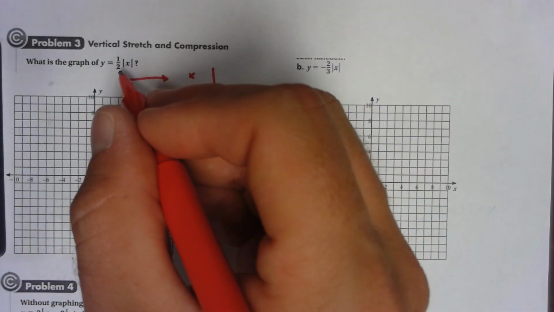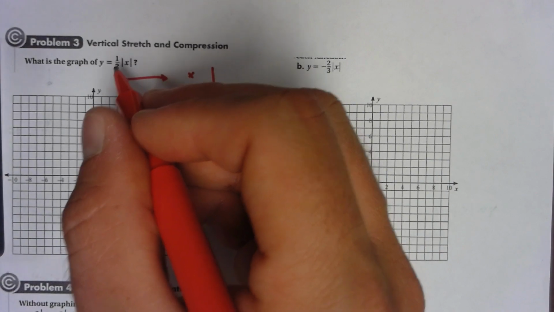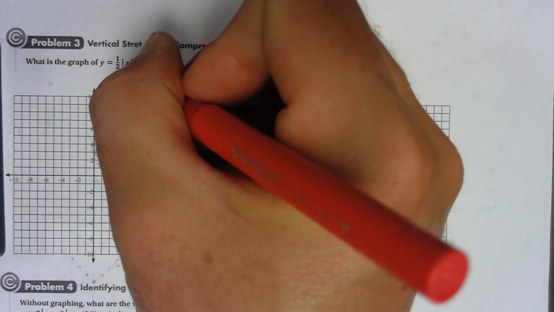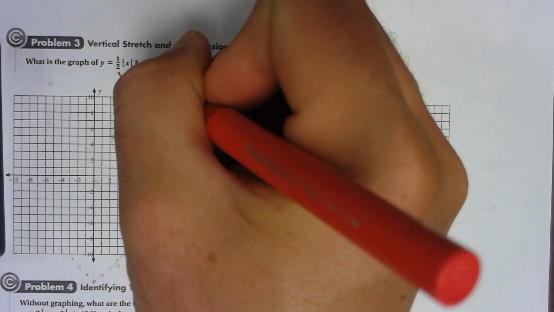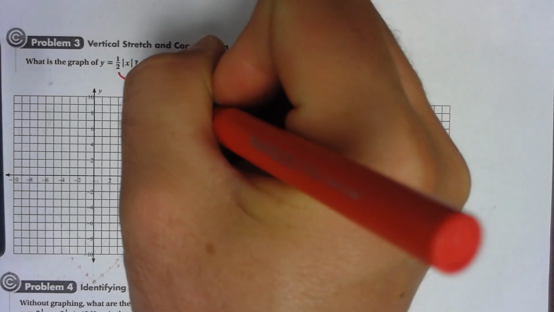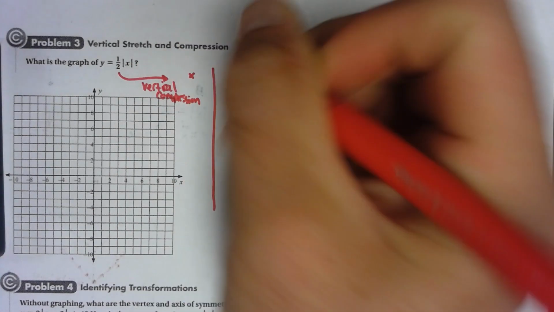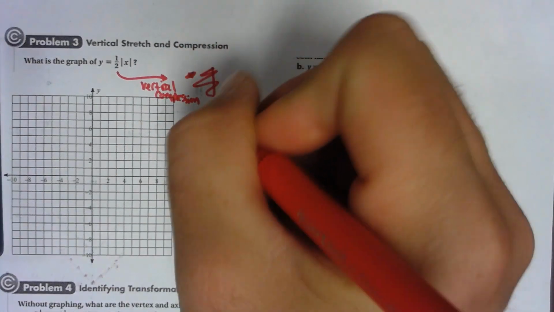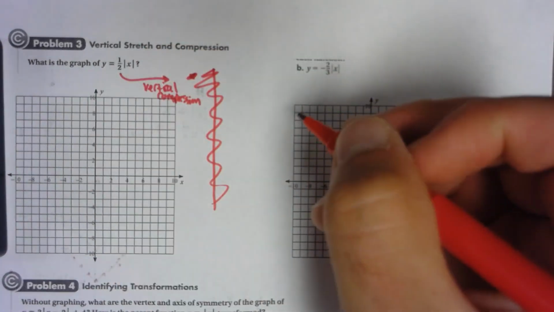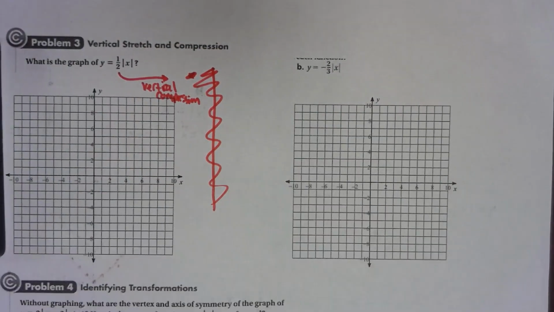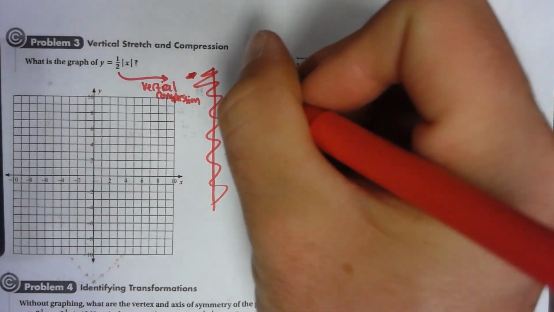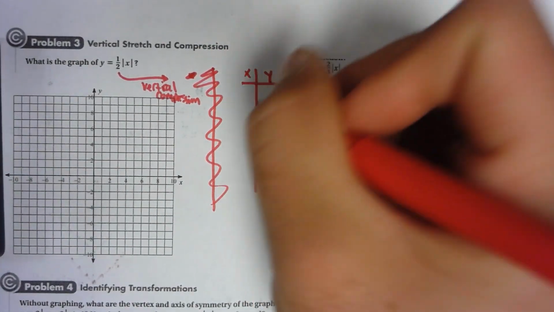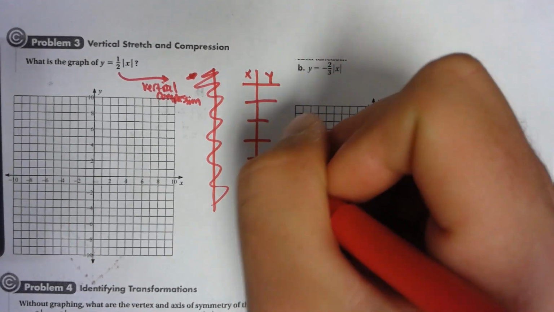And first, starting with the transformation here, the 1/2, since that is between 0 and 1, this is going to be a vertical compression. And so if we were to compare it to the absolute value of x, we should see that it's flatter or wider than that original function. And so now I'm going to plug in some values, x's and y's, 1, 2, 3, 4, 5.